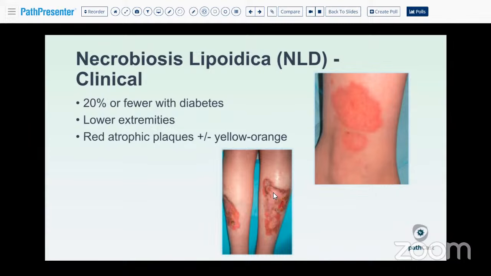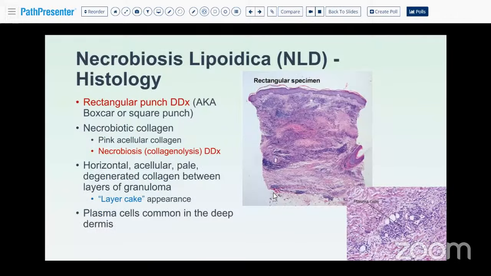On the lower extremities is where it happens, red atrophic plaques, often with a little bit of a yellow-orange tinge to them. Histologically, we have that rectangular punch phenomenon, which, of course, there's a differential for. We have necrobiotic collagen, and there's a differential for that as well. And that horizontal layering of the collagen with the necrobiosis and inflammation giving a layer cake appearance is a buzzword for necrobiosis lipoidica.